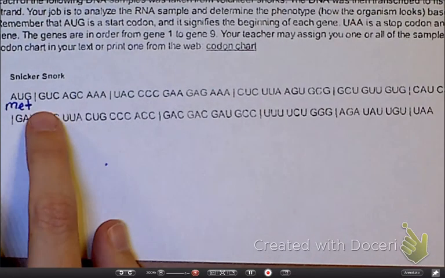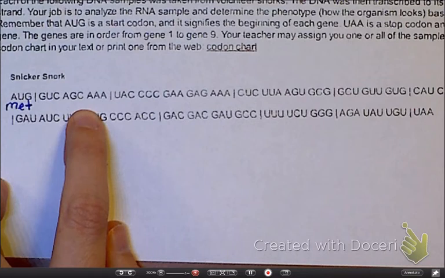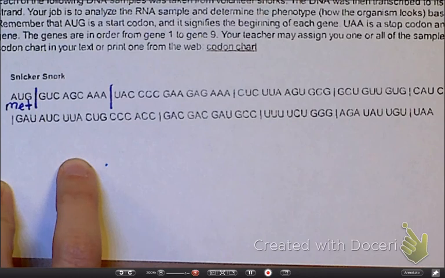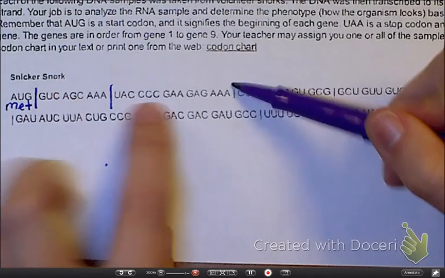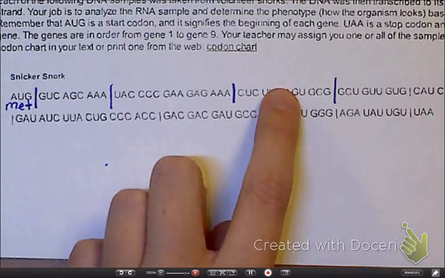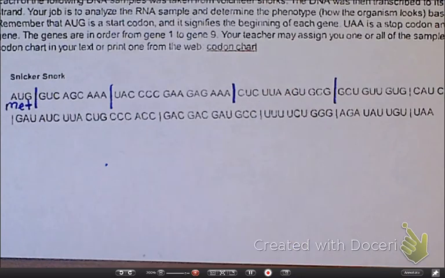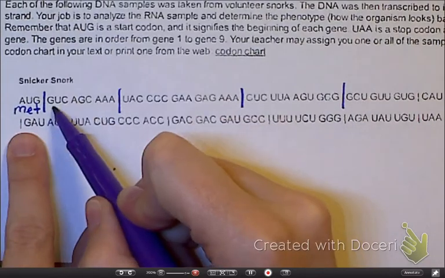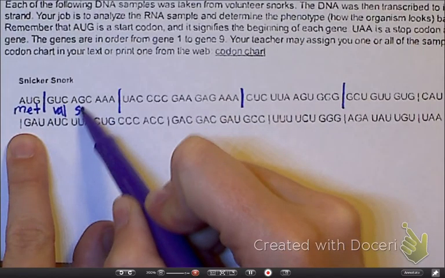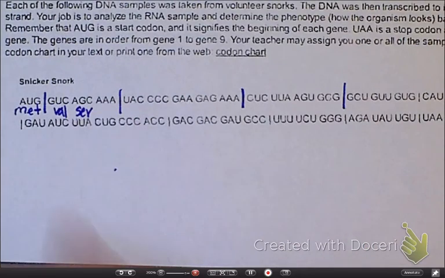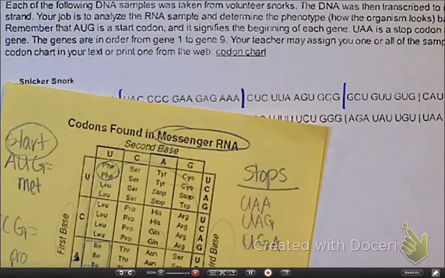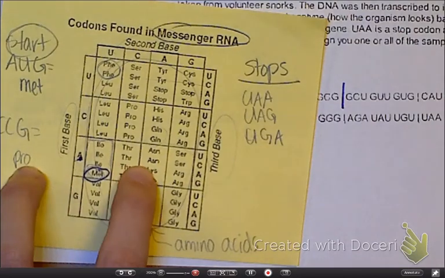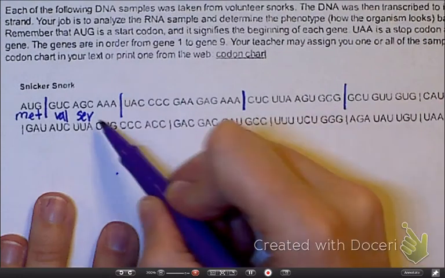Once you have your sequence translated, then you get to pick what the gene codes for. Now notice, each of these partitions here shows one gene. So this is gene 1, this is gene 2, here is gene 3, and so on. If we were to translate this one here, we should get valine and serine, and then AAA is going to determine whether it's leucine or lysine. AAA on our codon table is lysine. So we put lysine here.